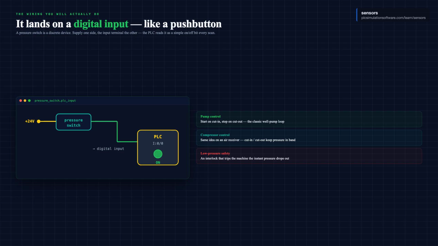Pump control: start the pump on cut in, stop it on cut out. Compressor control: same idea on an air receiver. Or a low-pressure interlock that trips the machine the instant pressure drops out before something gets damaged. One cheap contact, one digital input, and the PLC has everything it needs.